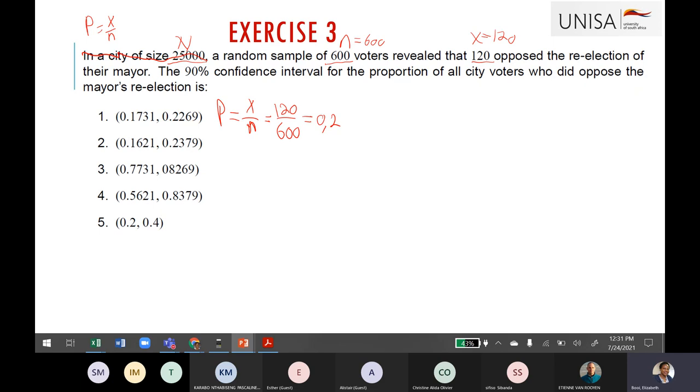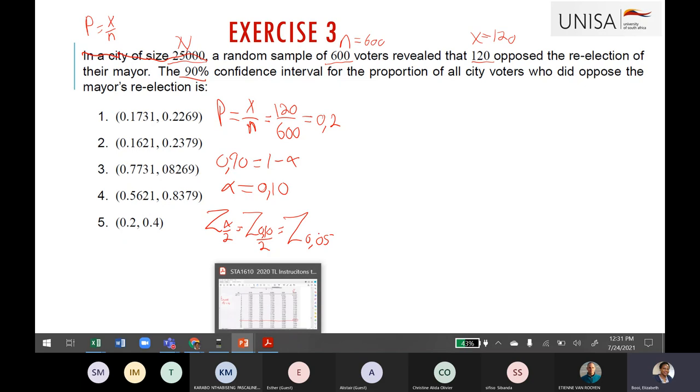0.2, that is our proportion. We are also given 0.90, which is 1 minus alpha. So our alpha is 0.10. Since we're doing proportion, we're going to use Z alpha divided by 2, which is Z of 0.10 divided by 2, which is Z of 0.05. Now, do you know what critical value that is?